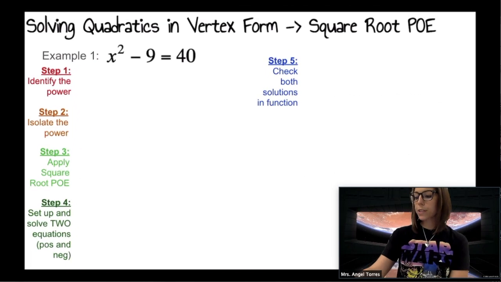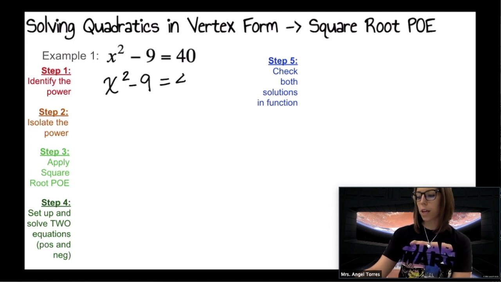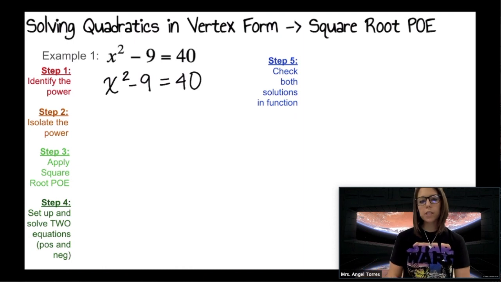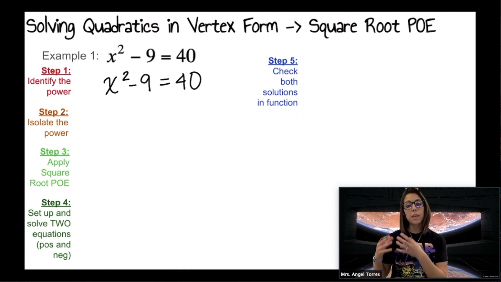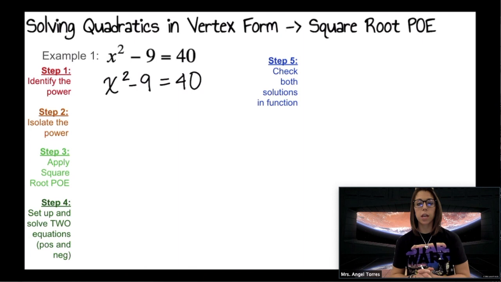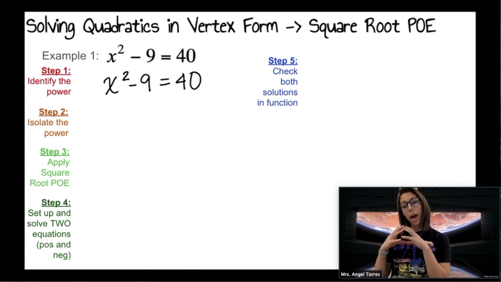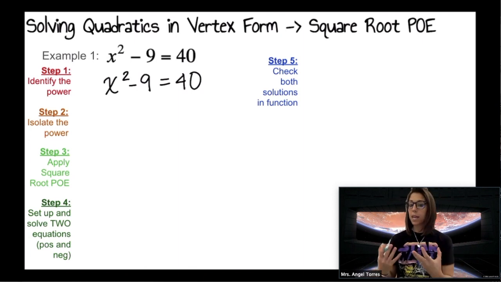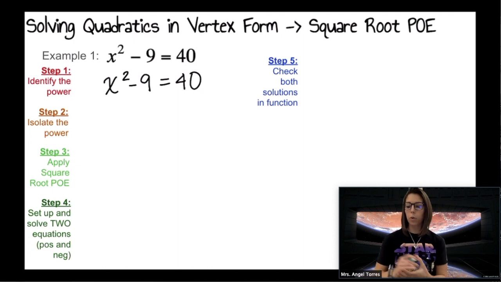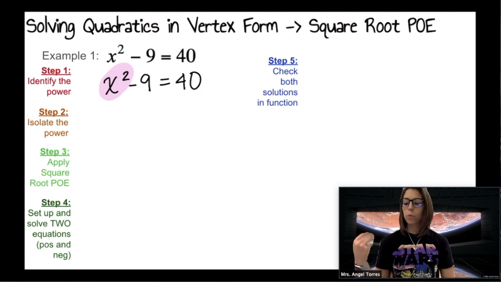So in our first example, x squared minus 9 equals 40. The first step that we're going to do is identify where the power is in this function, because we need to isolate that power, that square, before we can actually apply the square root property of equality. So it's pretty simple to see that the power here is x squared. So our goal is to get that pink circle by itself before we actually apply that property of equality. So how do we do that?